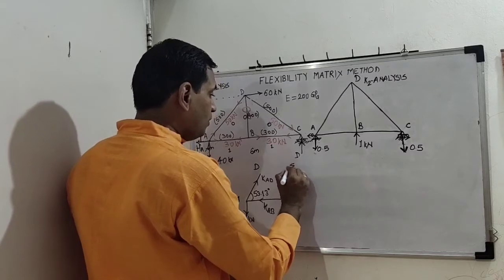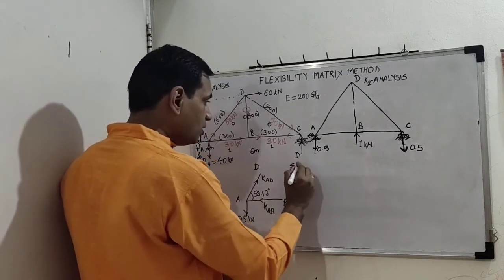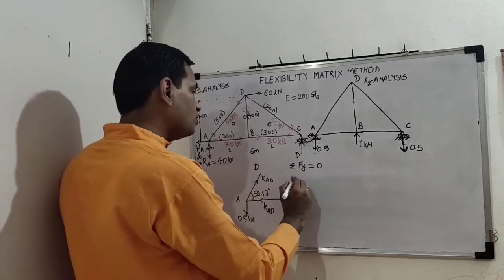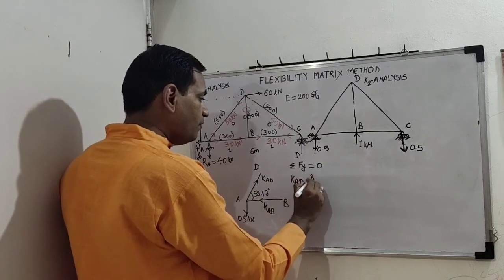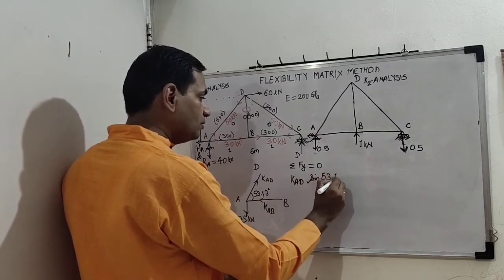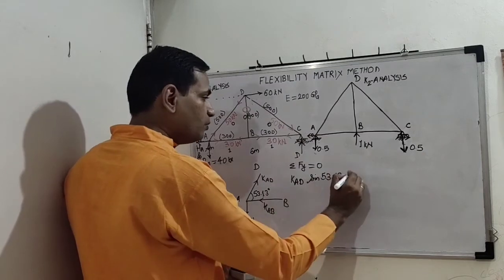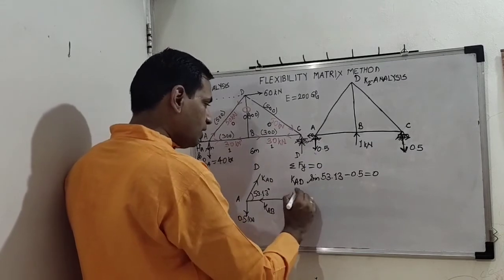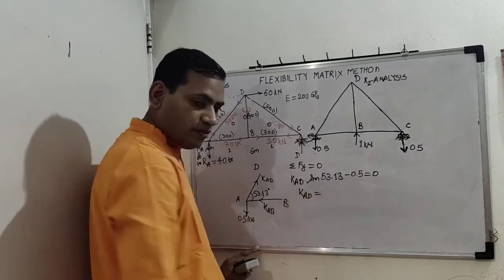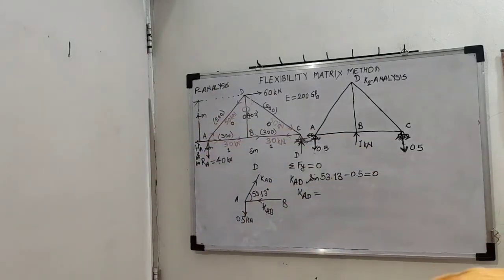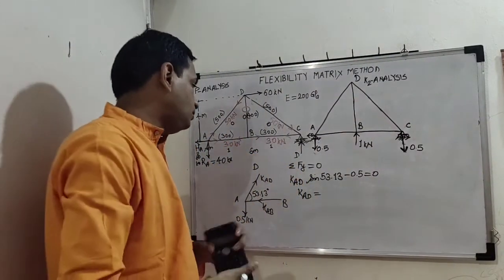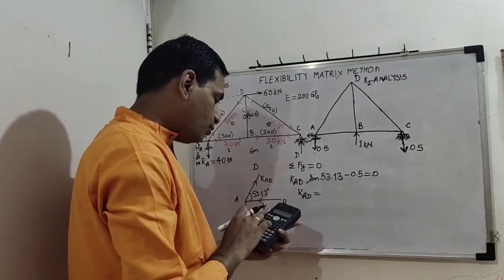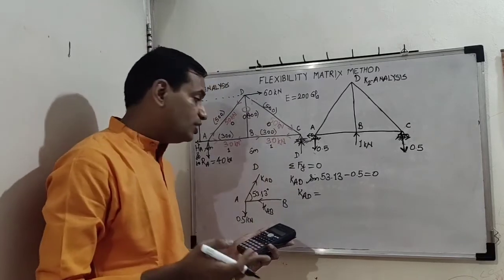So summation Fx is equal to 0. Rather, we shall find summation Fy. We shall apply summation Fy and find KAD directly. So KAD sine of 53.13 minus 0.5 is equal to 0. So KAD is how much? Let us calculate it. So 0.5 divided by sine of 53.13 comes to be 0.625.